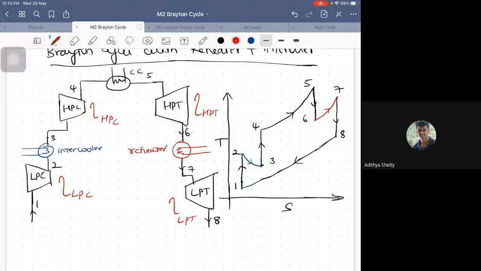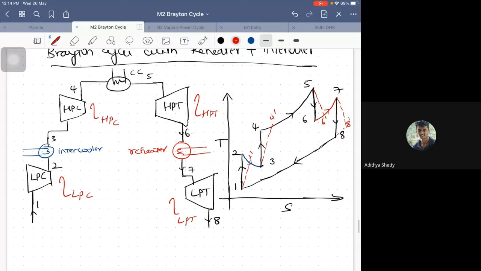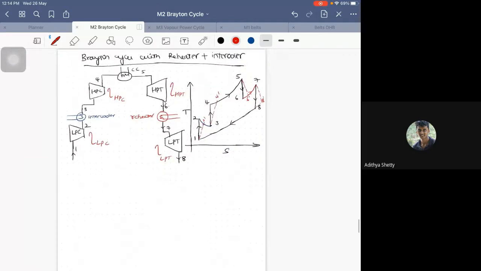So I have to make these necessary changes. That is, it would meet at 2 dash. Now here it would meet at 4 dash. Here it would meet at 6 dash. Here it would meet at something known as 8 dash. Understood?